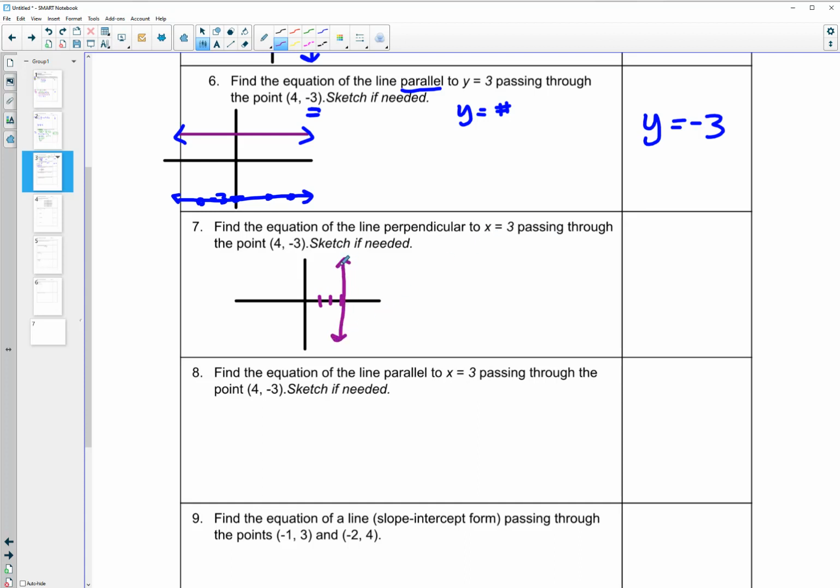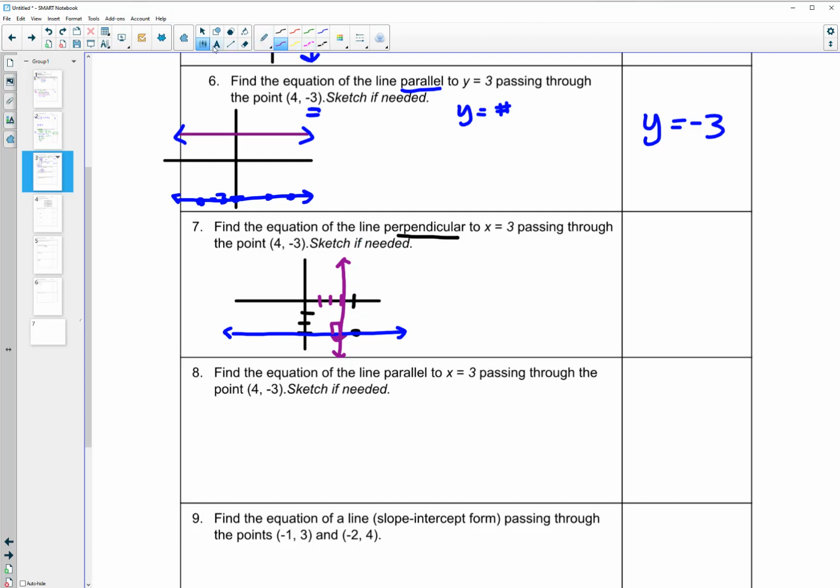Passing through the point (4, -3) again. So look carefully: 1, 2, 3, 4. Negative 3, 1, 2, 3. So right about here. And it has to be perpendicular. Well, perpendicular means it's going the opposite direction, right? So that means it's going to go here and pass through there. I really should have extended the purple line a little bit more so you can see the perpendicular nature with the right angle there, but that's okay.